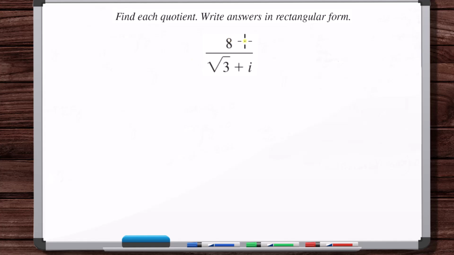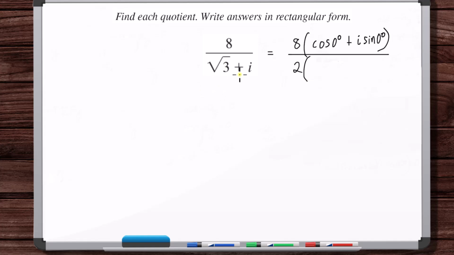Okay, here they first want us to write these complex numbers in polar form and then do the division. In the numerator, we're going to have 8, and the angle is 0 degrees. So cosine 0 degrees plus i sine of 0 degrees. And then in the denominator, we've got root 3 squared is 3, 1 squared is 1, so 4, square root of 4 is 2.